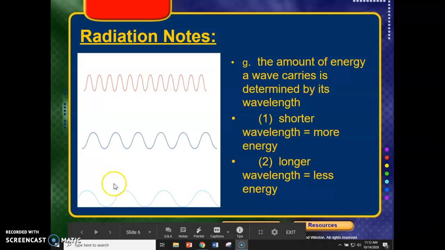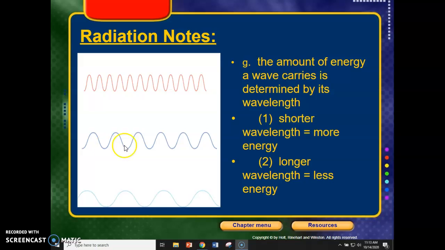The amount of energy the wave carries is determined by its wavelength. So here's a short wavelength, a medium, and a long wavelength. The longer they are, the less energy. And we talked about in class how this wave would hit you very frequently. In the same amount of time, this wave would hit you 1, 2, 3, 4 times. This one would hit you 1, 2, 3, 4, 5, 6 times, but this one would hit you 1, 2, 3, 4, 5, 6, 7, 8, 9, 10, 11, 12 times.